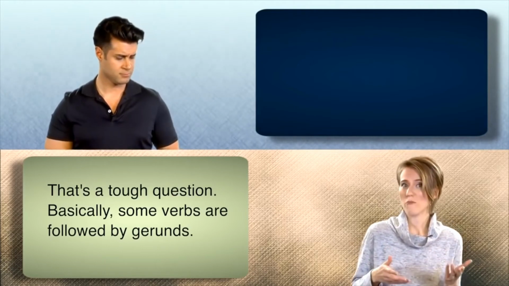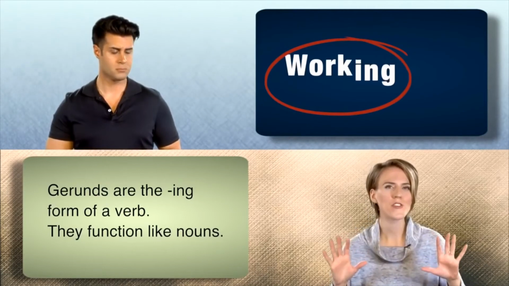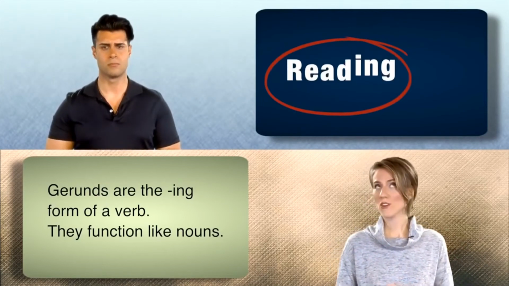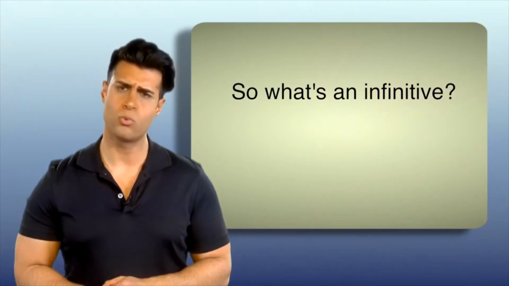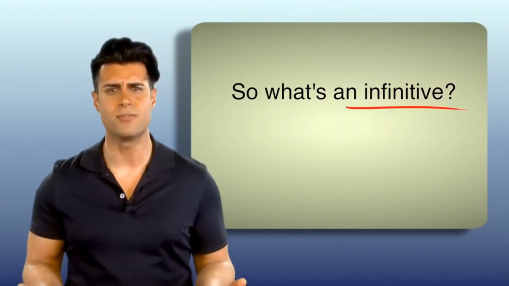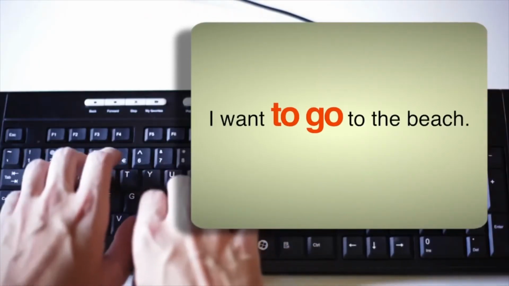Basically, some verbs are followed by gerunds. Gerunds are the ing form of a verb. They function like nouns. I suggest going to the beach. So, what's an infinitive? An infinitive is the to form of a verb. I want to go to the beach.